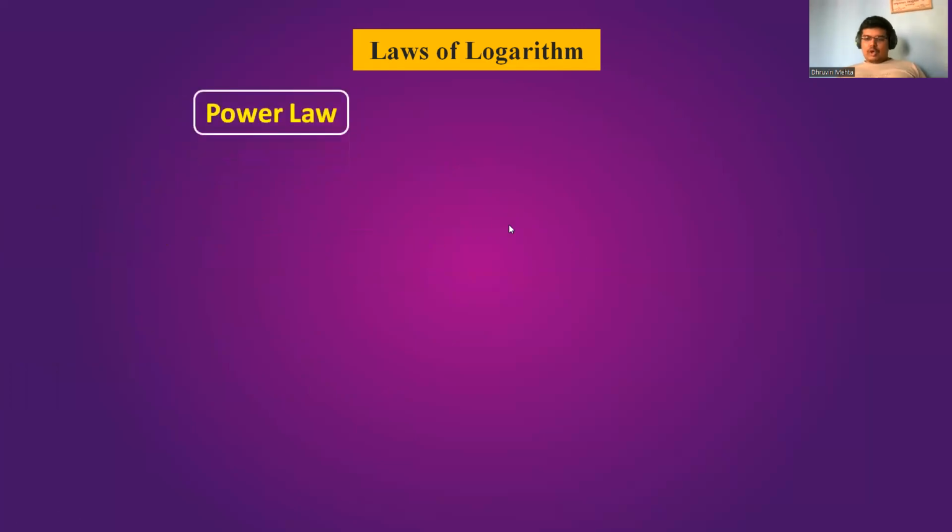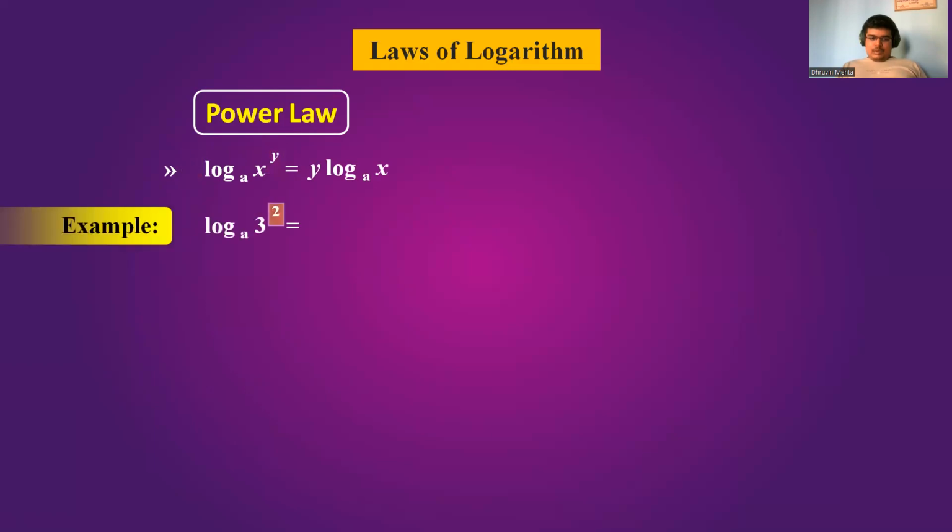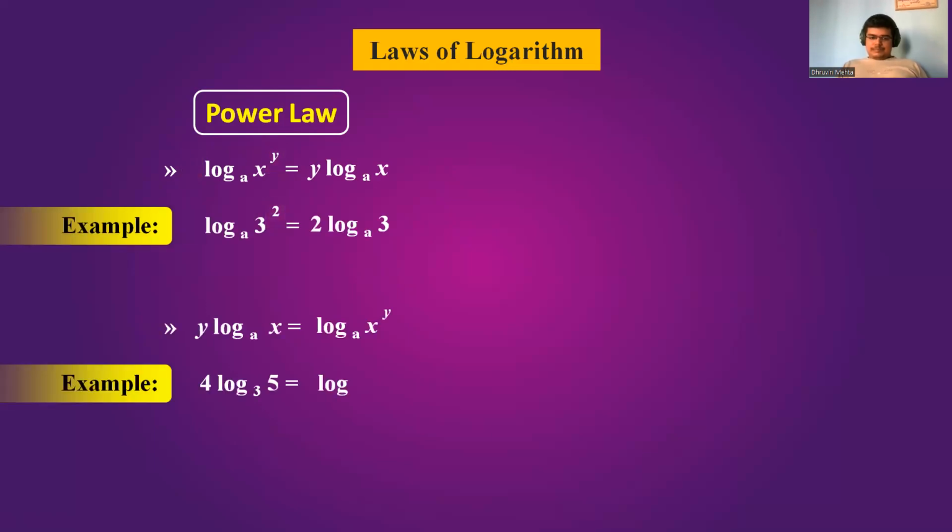The next is the power law. If we have log of x raised to y, the rule is that the power y comes down and is multiplied. So it will be y into log of x to the base a. So this will become 2 log 3. Write this.